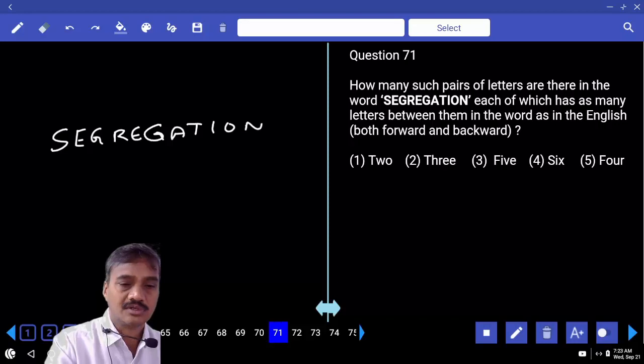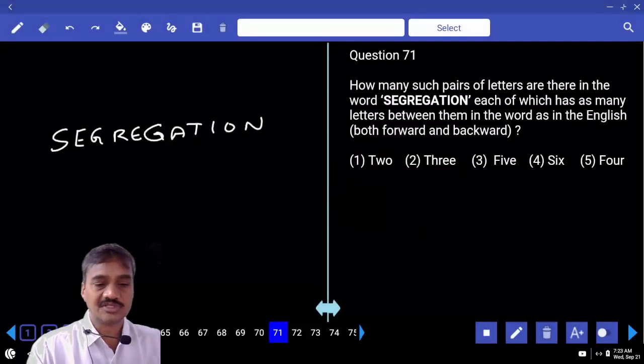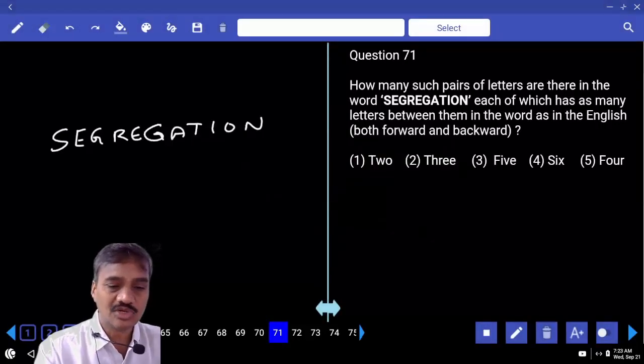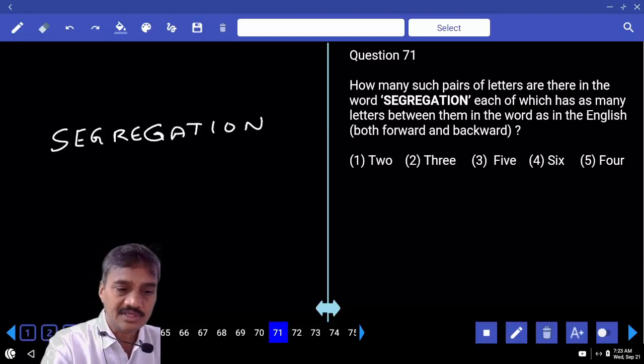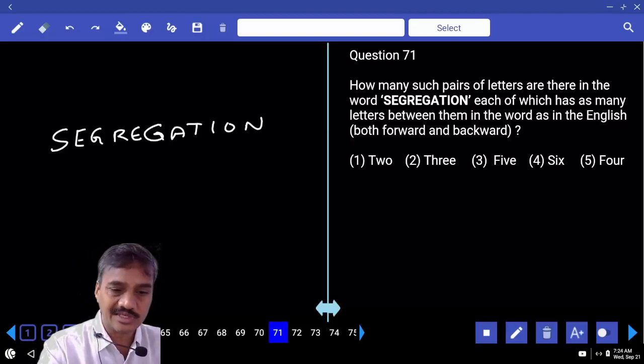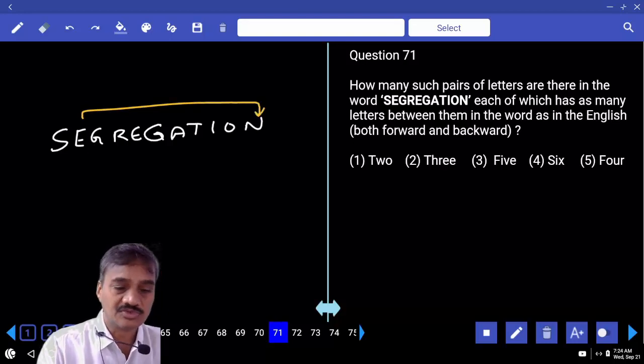S-C-G-R-E-G-A-T-I-O-N. Now in this one, how many such pairs of letters are there starting with S? There is no letter more than this one. E, F, G, H, I, J, K, L, M, N. E to N is there. Next one G, H, I, J, K, L, M, N, O. And next one R, no letter more than this one. E, F, G, H, I. E to I is there.